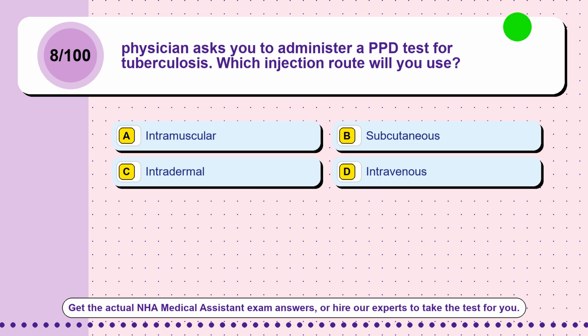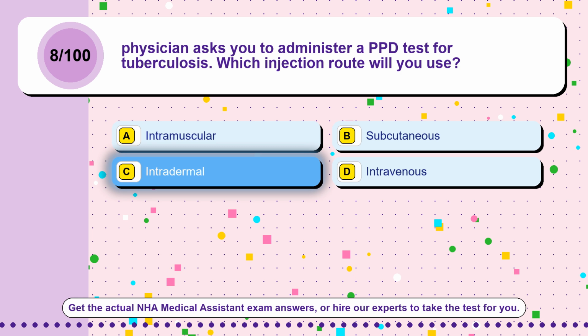Question 8. Physician asks you to administer a PPD test for tuberculosis. Which injection route will you use? Option A, intramuscular. Option B, subcutaneous. Option C, intradermal. Option D, intravenous. The correct answer is option C, intradermal.